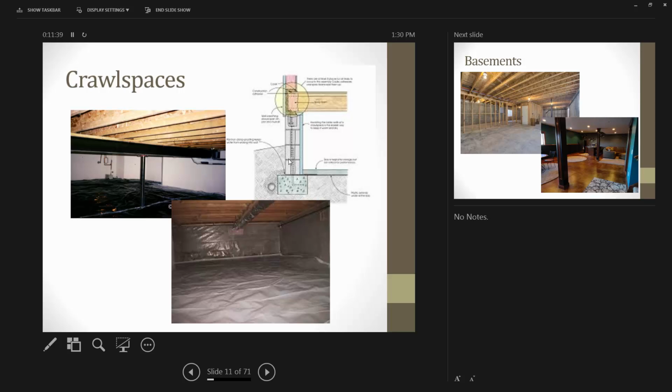And so crawl spaces and basements, one of the biggest differences between those and a slab on grade is that you start to have an integration with the rest of the building. And anytime you've got a connection, you've got a chance for air leakage, improper insulation, improper air sealing. So that's where it becomes important to start recognizing these.